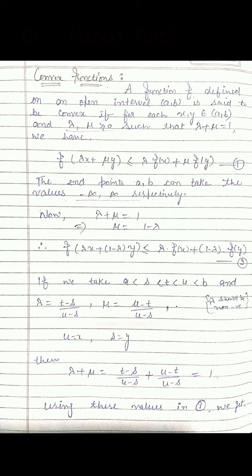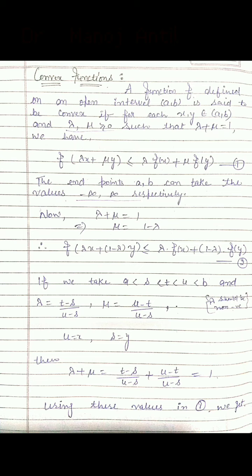In this case, we can take the endpoints as minus infinity and plus infinity also, that is the real line. And because lambda plus mu is equal to 1, from here we get mu equal to 1 minus lambda. When we put mu equal to 1 minus lambda in (1), then we get f of lambda x plus 1 minus lambda y less than or equal to lambda f(x) plus 1 minus lambda f(y). So it is the condition of a convex function.